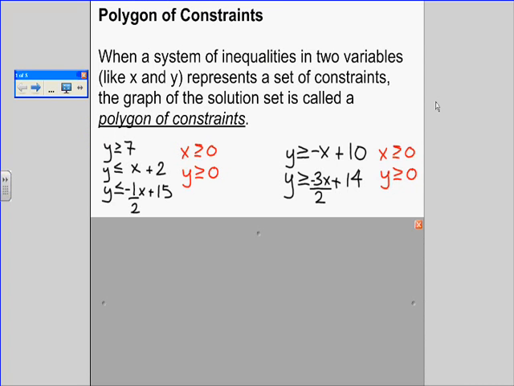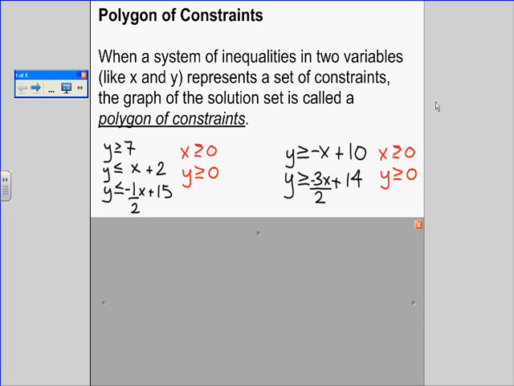So here we have two sets of inequalities, and these could represent anything from the word problems that we've been practicing. So perhaps we have a word problem and we get this set of inequalities on the left. y is greater than or equal to 7, y is less than or equal to x plus 2, and y is less than or equal to negative 1 over 2x plus 15. And we have these additional constraints that x has to be greater than or equal to 0 and y has to be greater than or equal to 0.